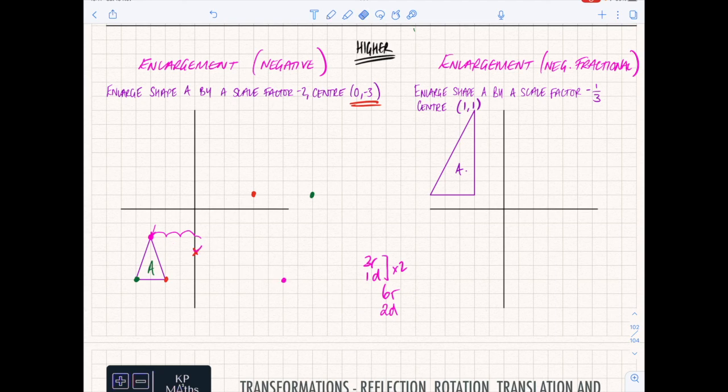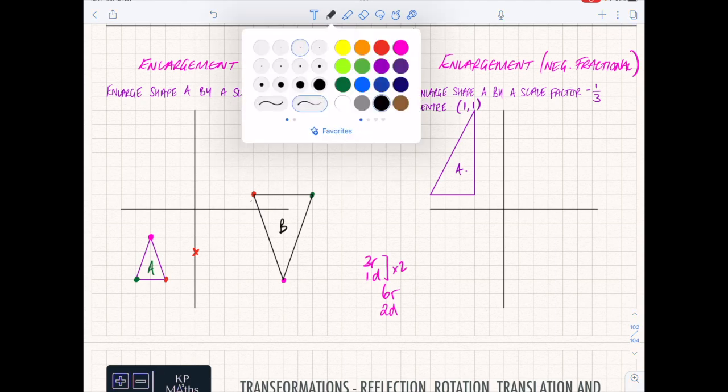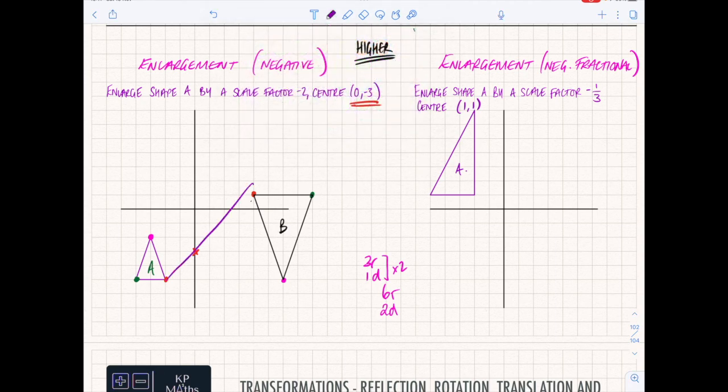Okay, so we've got all our points in. We're going to then join the lines up, and you can see what has happened here is that the shape is actually flipped upside down. So with a negative scale factor, the shape will get bigger or smaller, but it will also flip. Let's call that shape B. Then to double check I've got everything in the right place, you can join each point to each point, double check it goes through the middle, and it does. Okay, so that's how you do your negative scale factor.